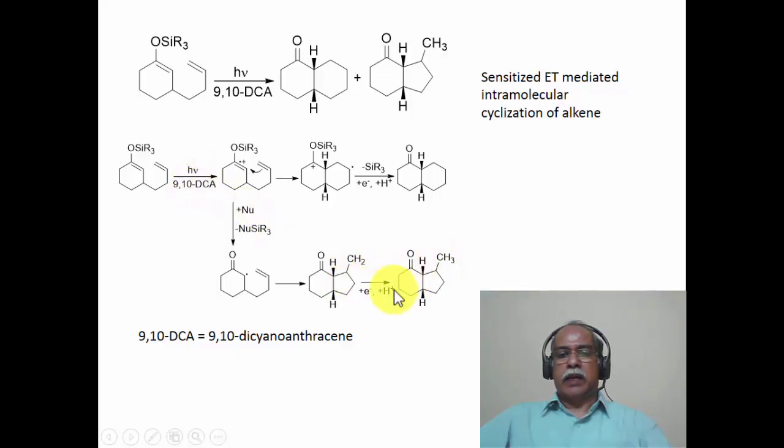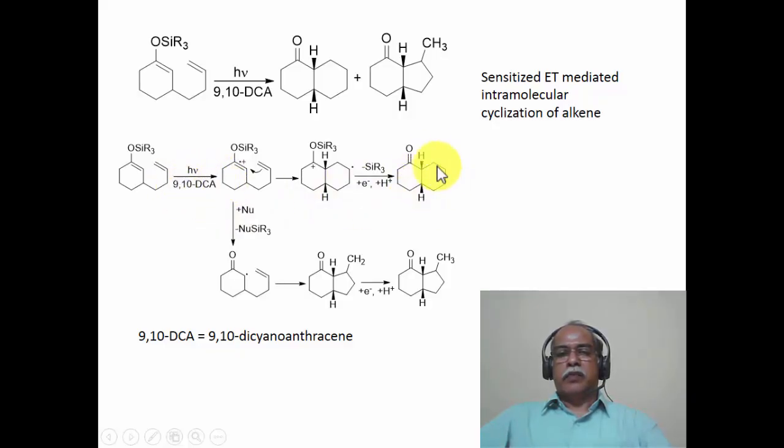Alternatively, the cyclization can initially take place to give this cation radical. Then the loss of the trimethylsilyl group as a cation, for example, produces the corresponding diradical species, which is accepting an electron from the anion radical of dicyanoanthracene to produce the 6-membered cyclized product. So this is a direct olefin ring closing reaction.